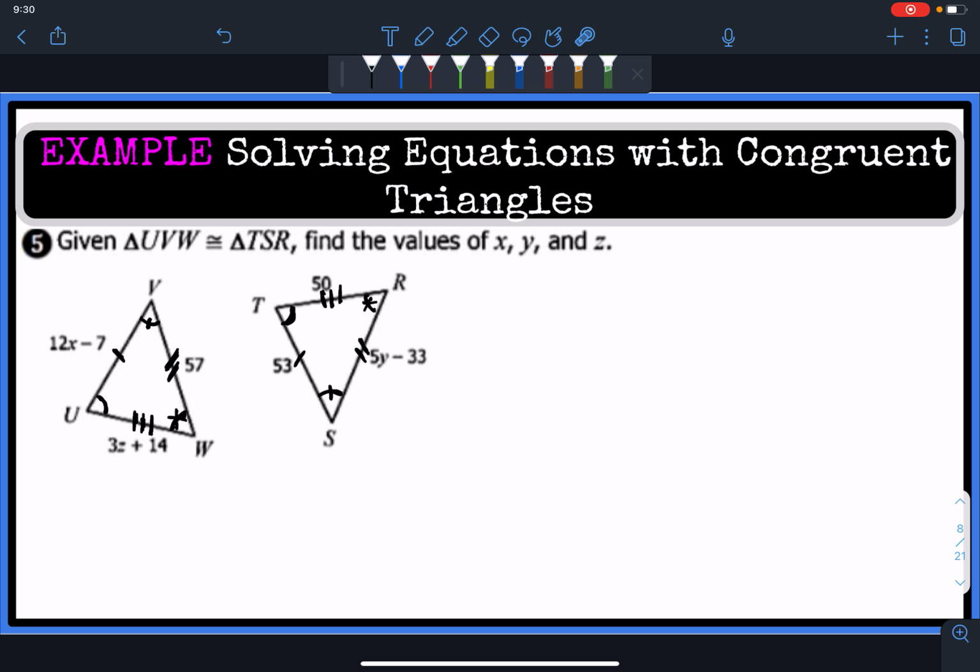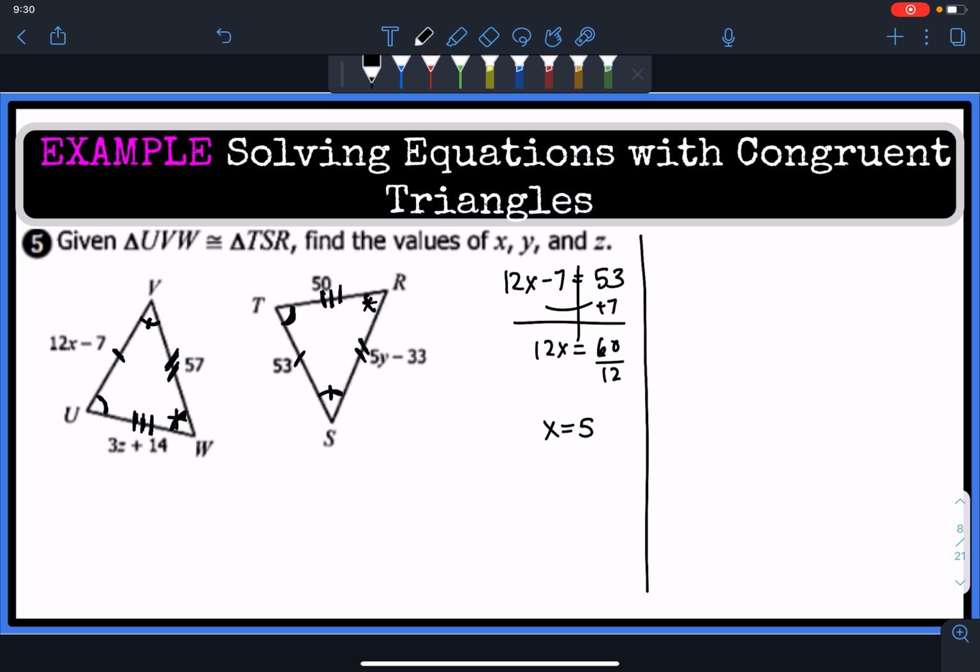I see X is right here. So what is 12x minus 7 going to equal? Well, looking at this triangle, since this is marked with 1, that corresponds to this one as I marked prior, which is equal to 53. So solving this equation, I would add the 7 to this side, giving me 60, bringing down the 12x, equal to 60. I divide by 12, and x is going to equal 5.